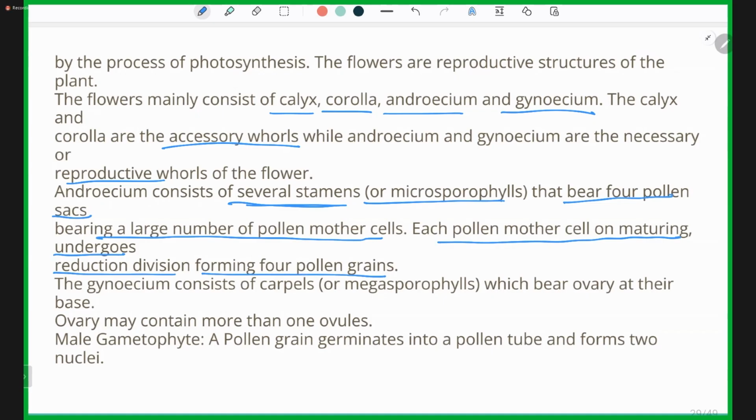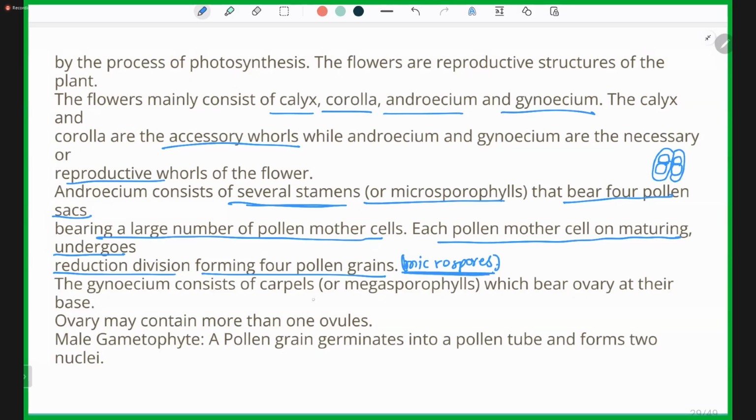So, the androecium consists of stamens, and each stamen bears pollen sacs. The cut section shows something like this. There are four pollen sacs present, and inside these four pollen sacs, the pollen mother cell goes under reduction division, and four pollen grains are produced. And these pollen grains are the microspores. We have to keep in mind that these pollen grains are microspores.